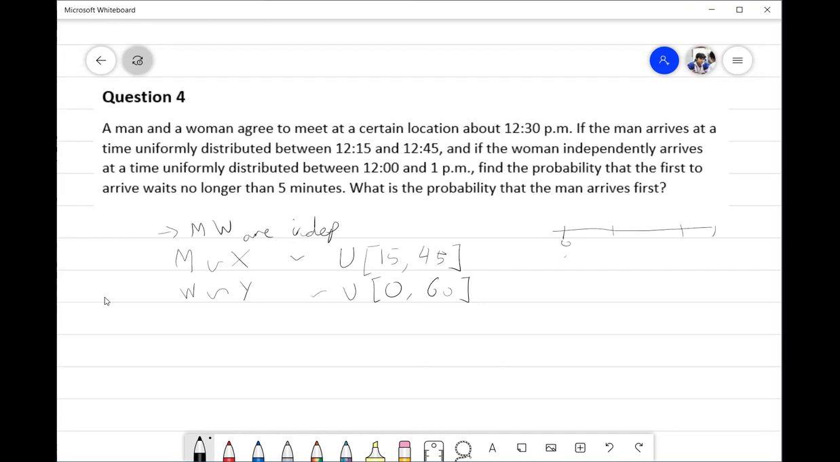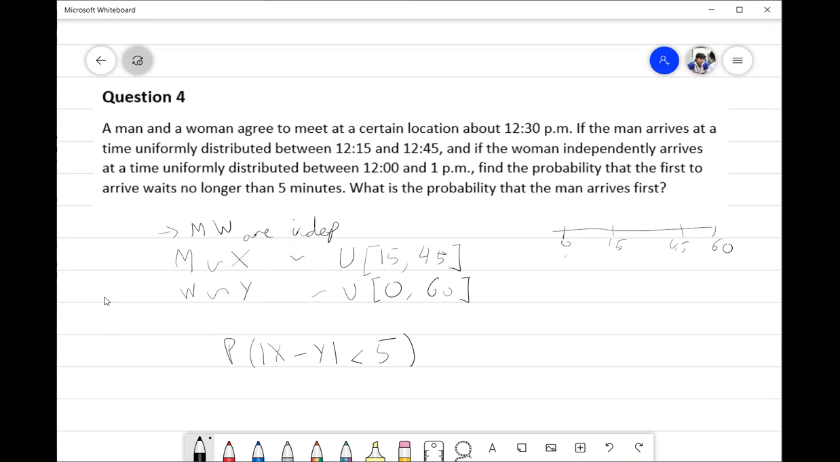So 0, 15, 45, 60. It's easier for me to denote the times, right? Find the probability that the first to arrive waits no longer than 5 minutes. So the thing is, I don't know who arrives first. Either a man could have arrived first or the woman could have arrived first, right? So one good way to represent this is using the absolute function, in which I can denote this as absolute x minus y. Basically, if x is greater, it is positive, but if y is greater, because of the absolute function, it still works, and I have to limit this to the inequality, it shouldn't be greater than 5 minutes. So I model this.